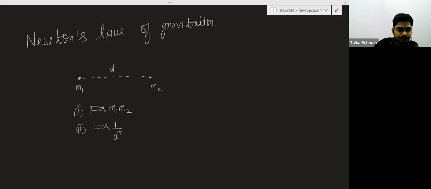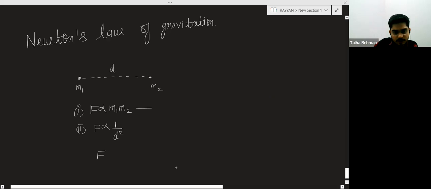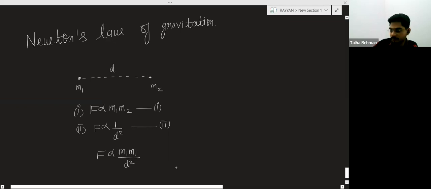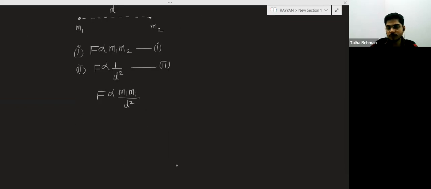Now suppose this is your equation number 1, and this is your equation number 2. When you combine both equations, you will get the product m1 m2 divided by d square. Slowly I will increase my speed. When you remove this proportionality sign, we will get a constant G. So F equals G m1 m2 by d square. This is the final formula.